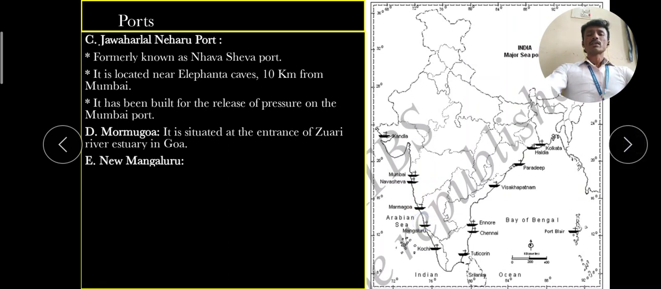And another one is New Mangalore. So this is New Mangalore. It is known as the gateway of Karnataka, the entrance that can be closed by a gate. New Mangalore means the same, and the gateway of Karnataka means the same.